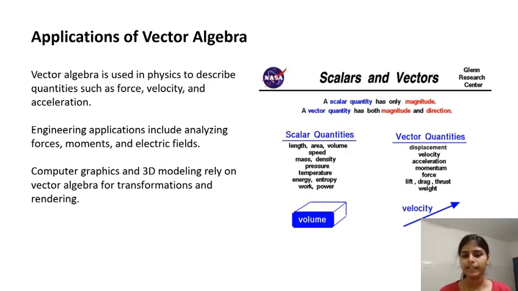Here are some examples for scalar quantities and vector quantities. A scalar quantity has only magnitude and a vector quantity has both magnitude and direction. Scalar quantities, here are examples: length, area, volume, speed, mass, density, pressure, temperature, energy, entropy, work, power. And vector quantities are displacement, velocity, acceleration, momentum, force, lift, drag, thrust, and weight.